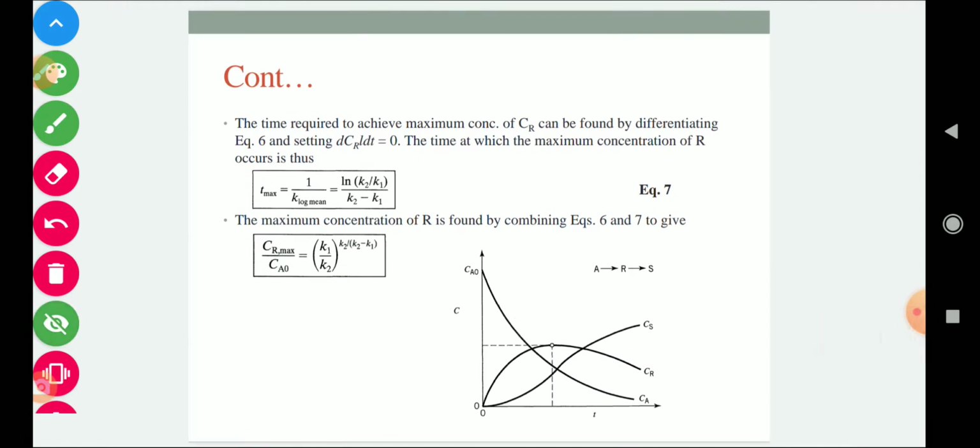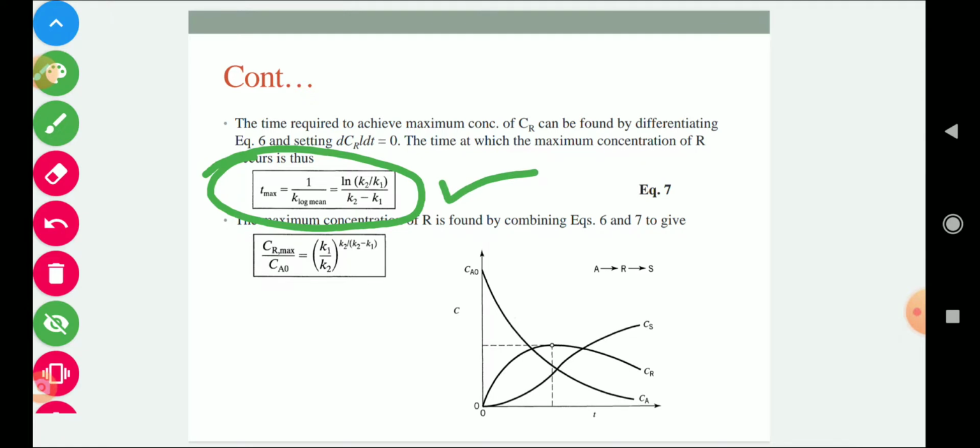So if we differentiate that equation with respect to time and put that value equal to 0, it will give the maximum value. So this will give t maximum. t maximum is the time at which concentration of R is maximum. So in that way we can calculate t maximum.